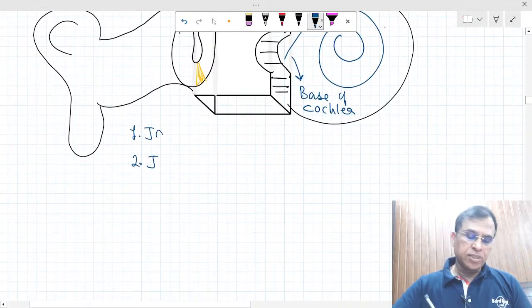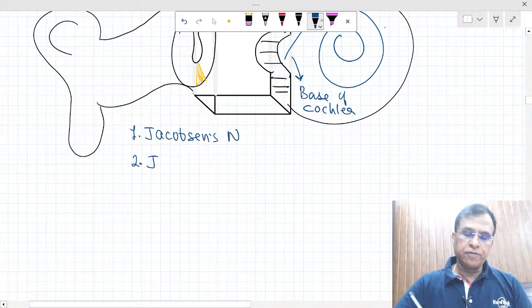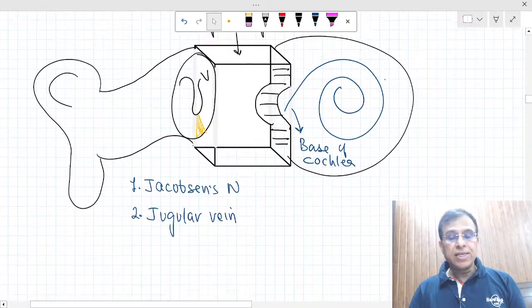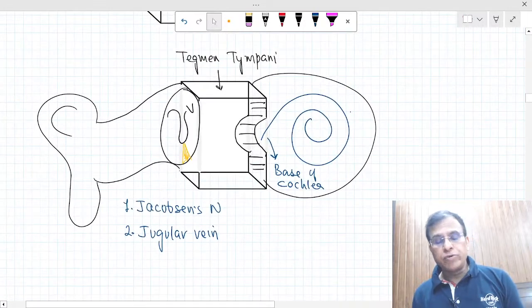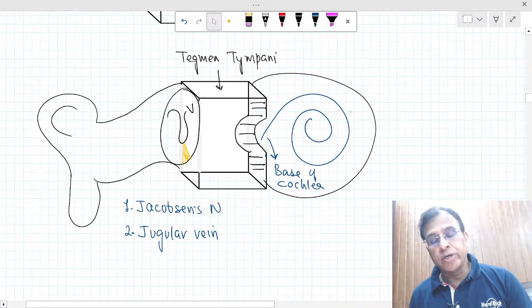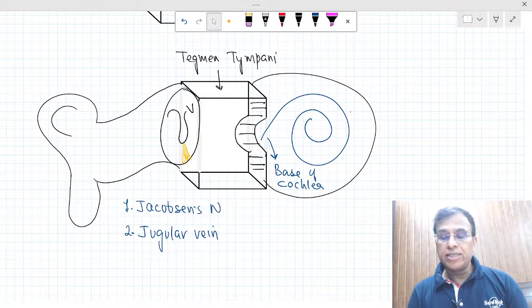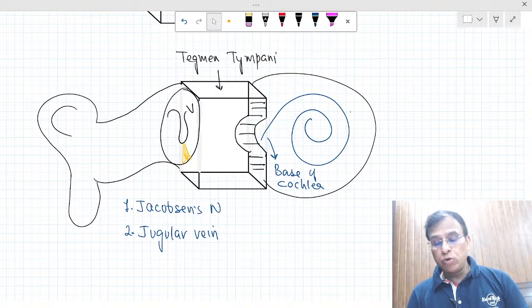One is Jacobson's nerve. This is the name of a nerve, and the other is the jugular vein or jugular fossa, jugular bulb, whatever. See, out of 6 boundaries, you know 4 boundaries already. You know that the outer boundary is the tympanic membrane, the inner boundary has a bulge called the promontory, the roof is called tegmen tympani, and below the floor there are two jokers, jugular vein and Jacobson's.